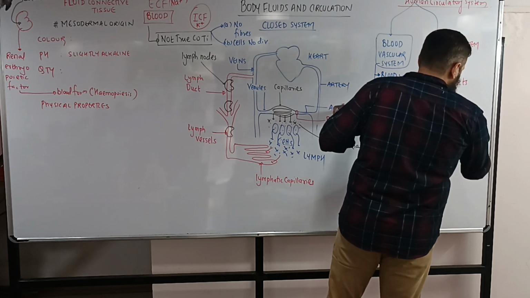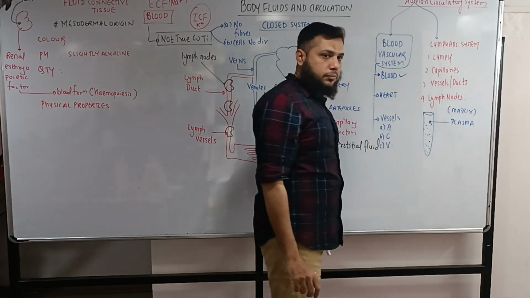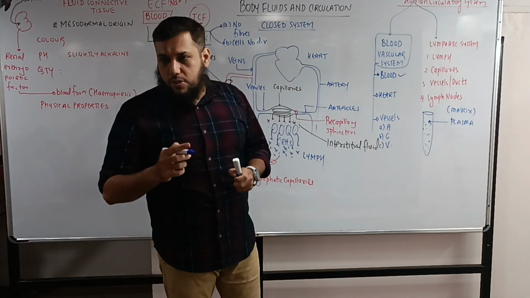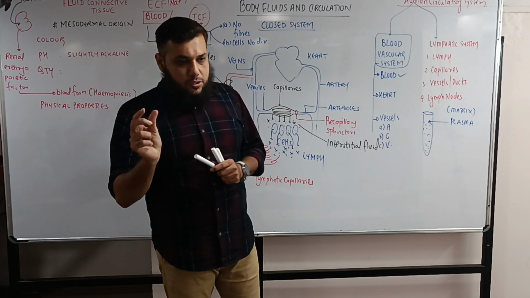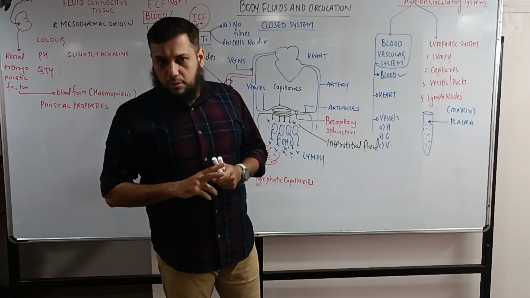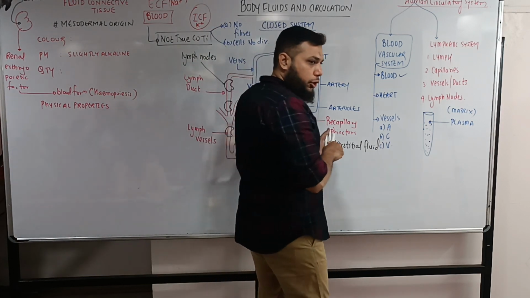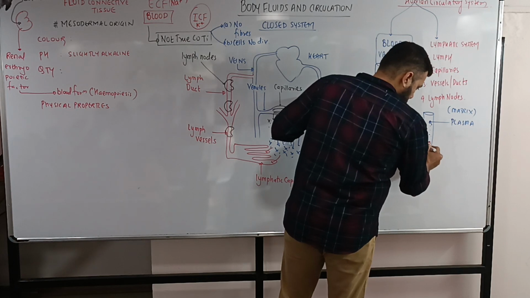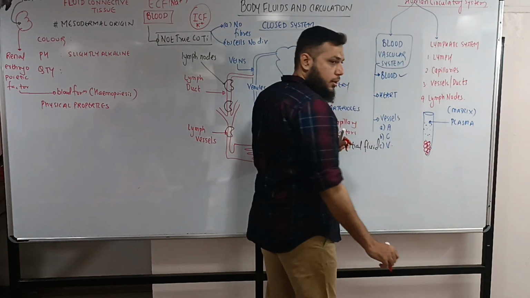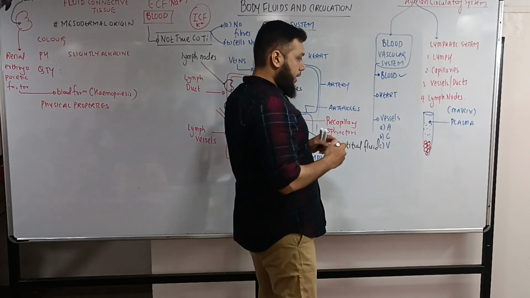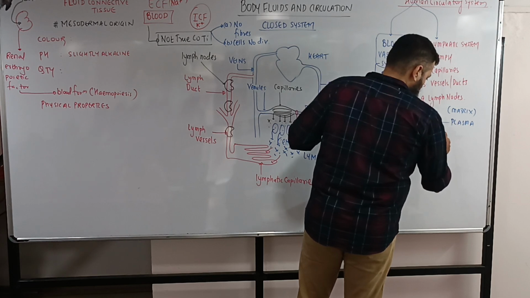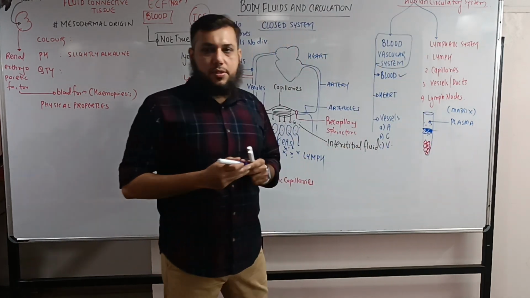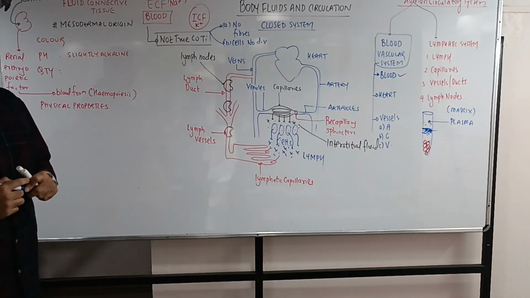So what represents the matrix of the blood? Plasma. And the other things are called the solid particles or the formed elements or the blood cells. Got my point? And at the bottom of the tube, you will have red blood cells. And above that, you have a buff coat of the white blood cells and the platelets. Are you getting my point?